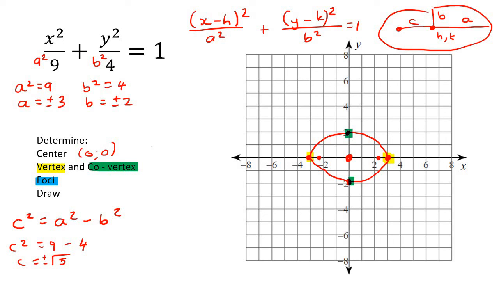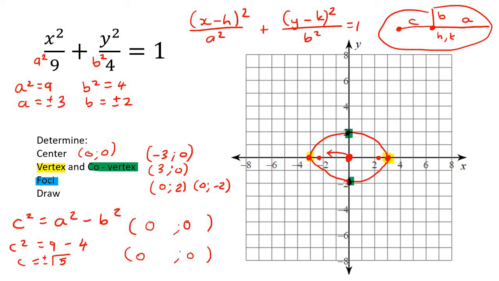So the vertex, the yellow ones, will be at negative 3, 0, as well as 3 and 0. The co-vertex, which is the green ones, would be at 0 and 2, and then 0 and negative 2. The foci, so let's go write out the center, which is currently at 0, 0. Now, if you look at this foci, it's going to be square root 5 to the left for the x value. So you can say 0 minus square root 5, which is negative square root 5. That would be for this one. And then for this one, it would be square root 5 to the right. So that would just be square root 5. But the y value would be 0.